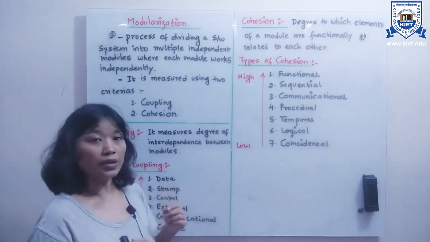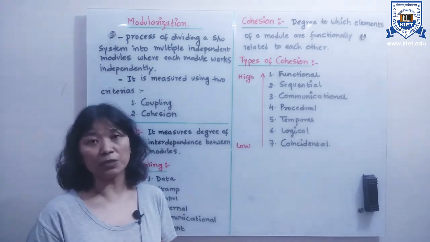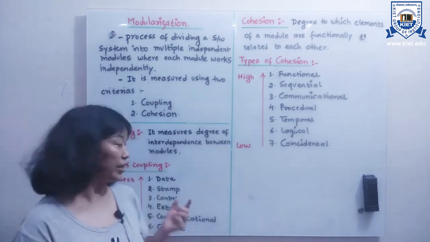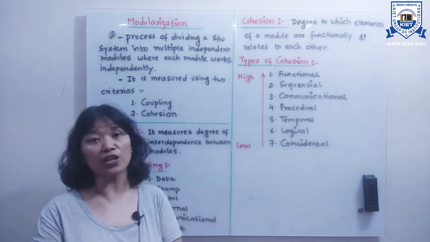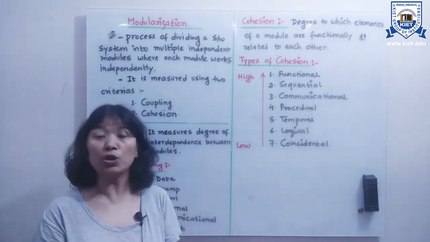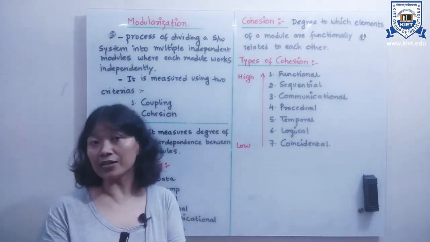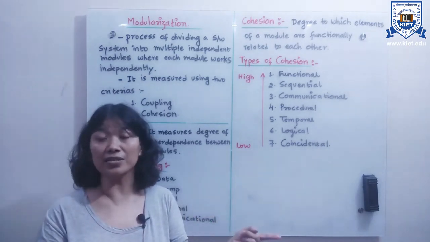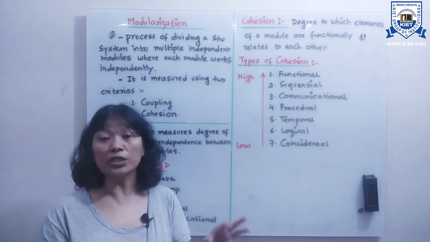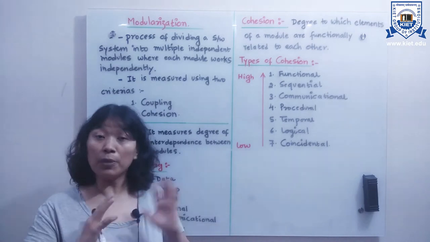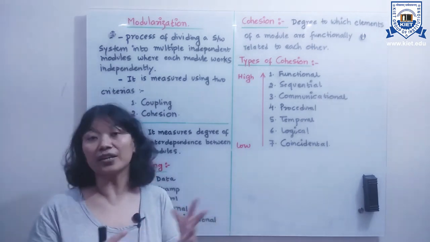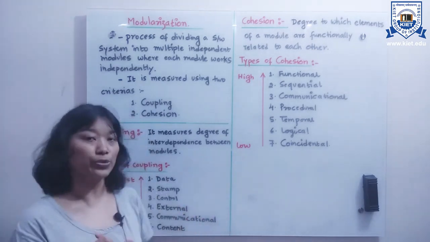Stamp coupling occurs when the entire data structure is passed from one module to another, even though generally the entire data set is not required by the receiving module, only part of the data structure may be required. So stamp coupling occurs when the entire data structure is passed from one module to another.